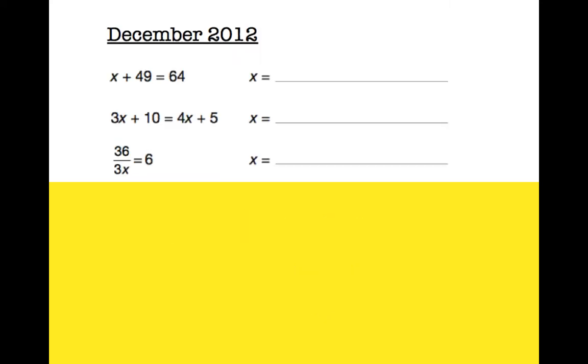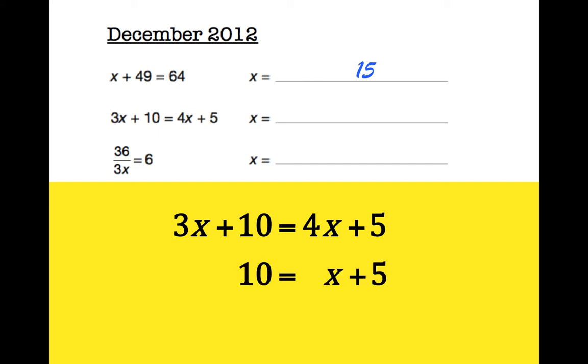The next block is from December 2012. x plus 49 equals 64. Take away 49 from both sides to get x equals 15. Next one has x's on both sides. 3x plus 10 equals 4x plus 5. We want to take away as much x as we possibly can from both sides, so take away 3x from both sides to give you the 10 on its own equals a single x plus 5. 10 equals x plus 5. We'd like to get the x bit on its own, so we need to take away the 5. Taking away 5 from both sides, we get x is equal to 5.